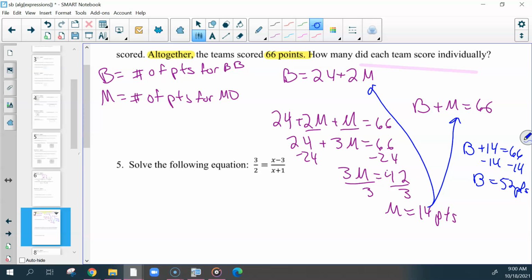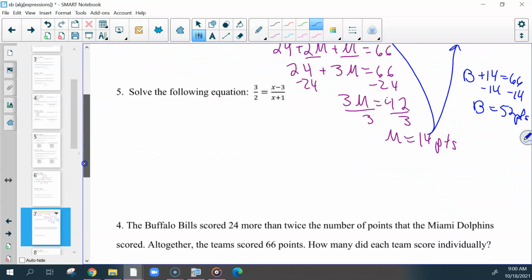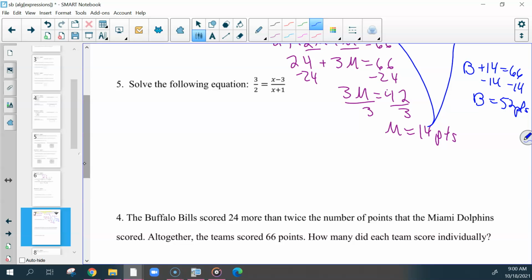For the last one, you have two fractions that equal each other. When that happens, how do we start solving this? Cross multiply, yes? Remember that I just wrote that backwards. 3 and 2. You can have this on this side or this on this side. That part doesn't matter.